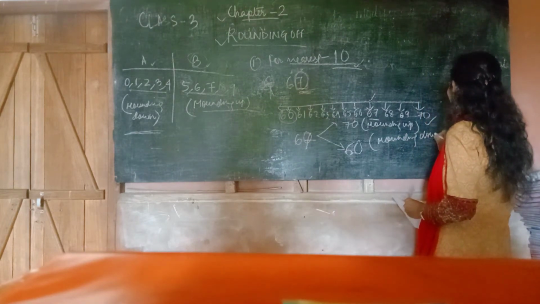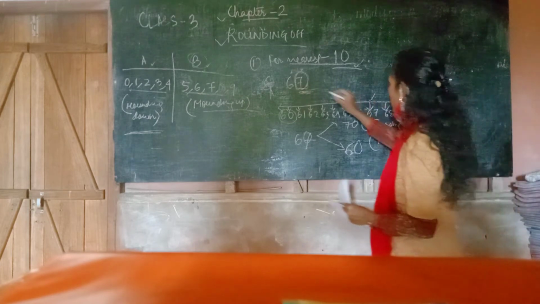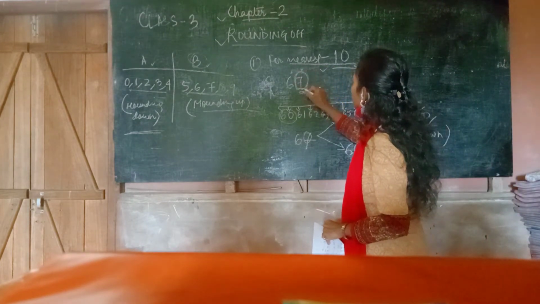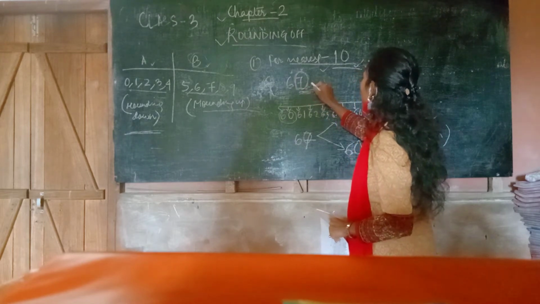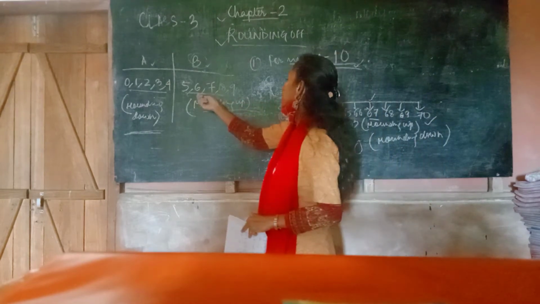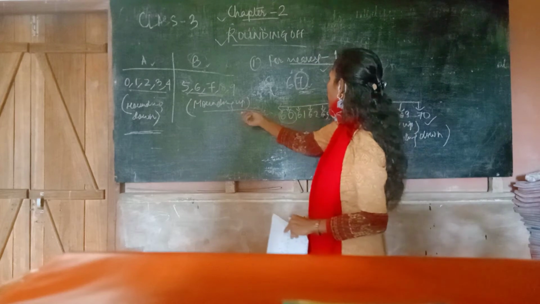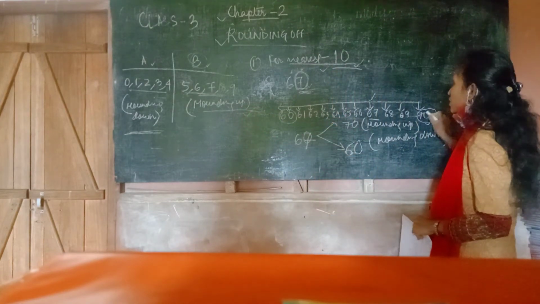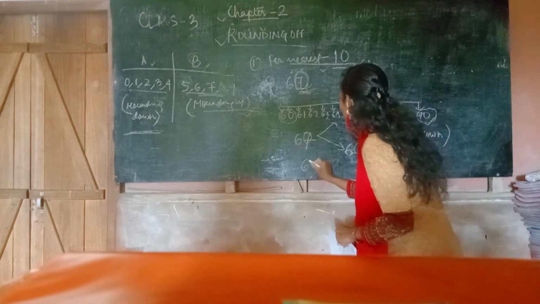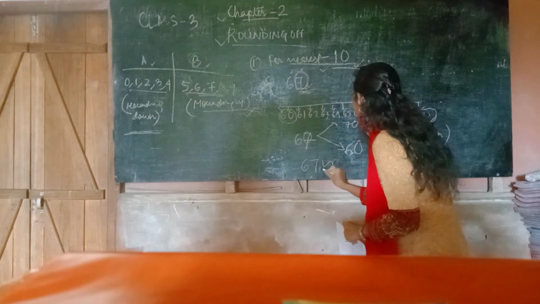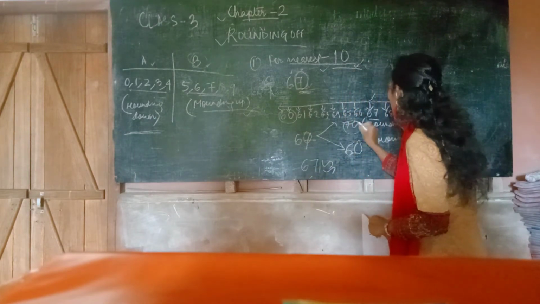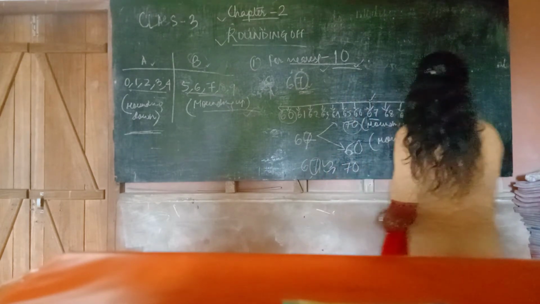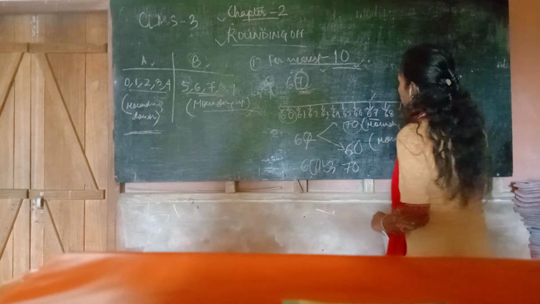So what will be 67 to the nearest 10? The digit in the ones place is 7, means more than 5. So it will be rounding up, means the highest number, that is 70. So 67 rounding up is 70. Okay. So next question we will do.